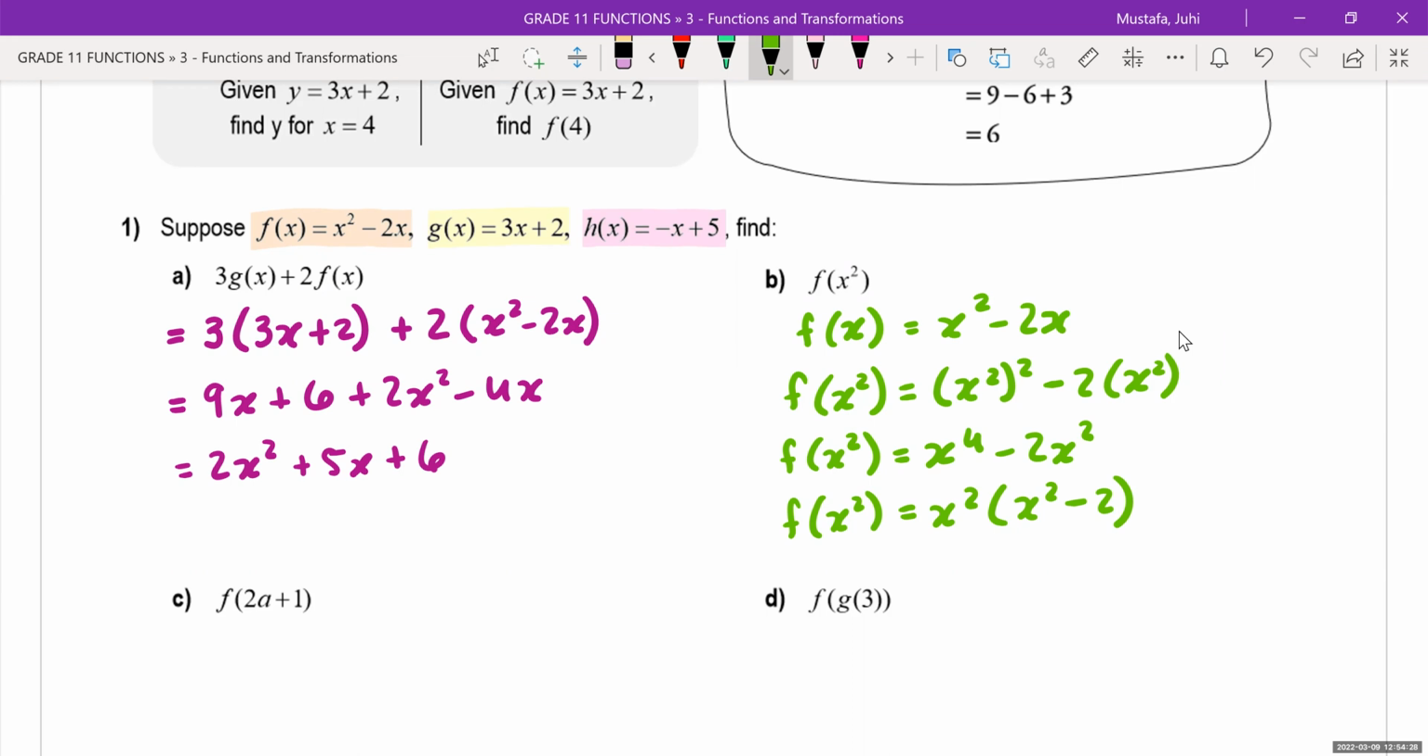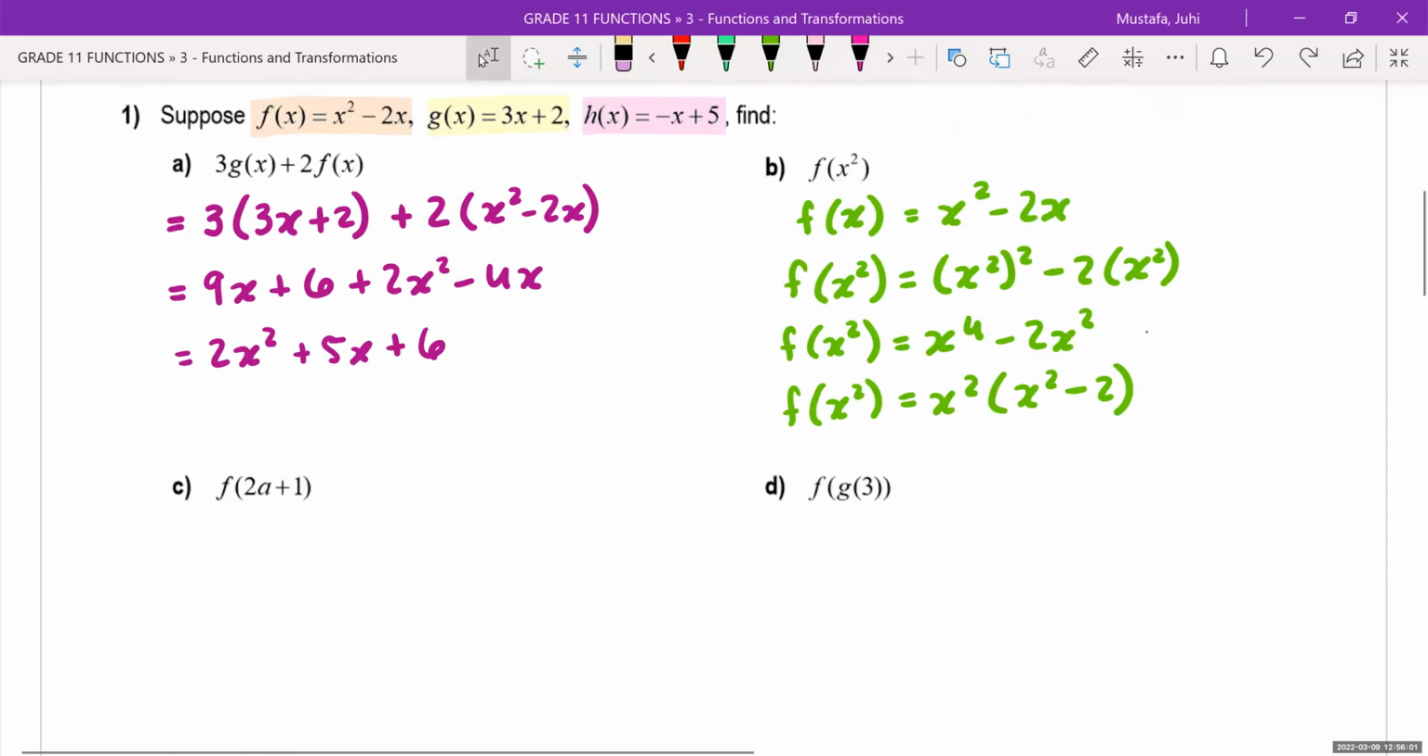Is everyone okay with the first two examples? Yes.